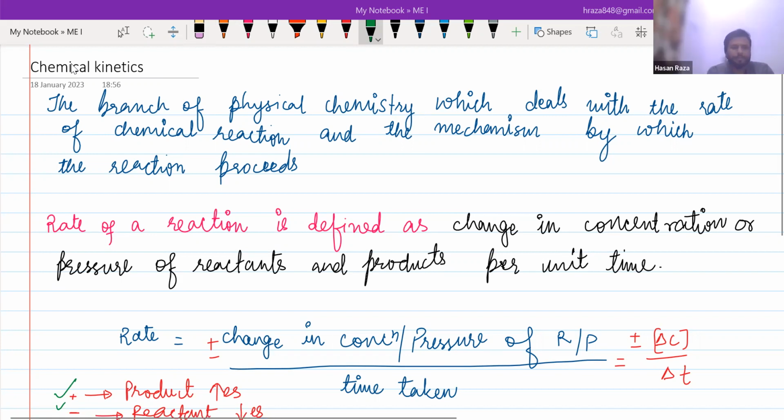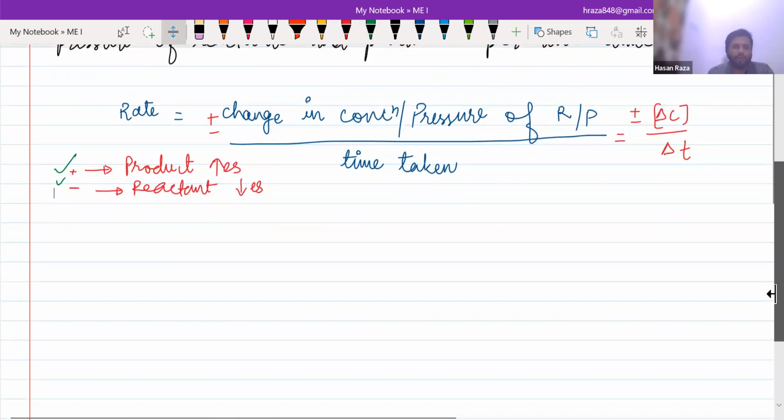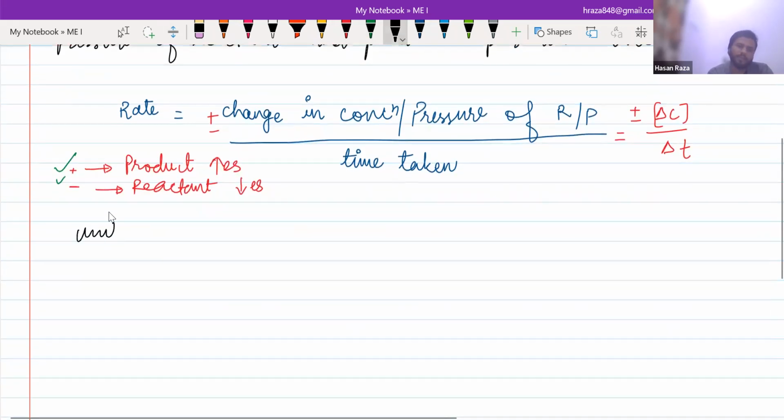Very good. Now, can you calculate the unit of rate? I had given you the formula. Calculate the unit of rate. Please do it.